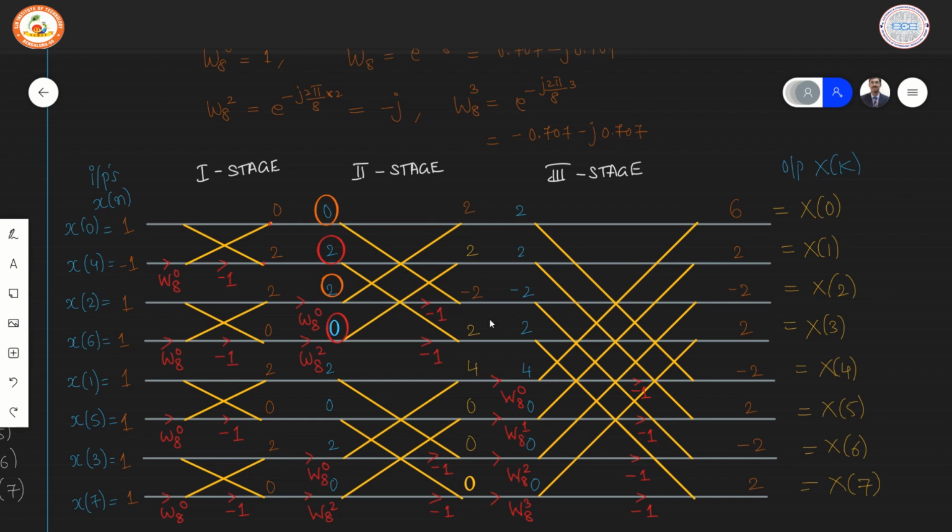Hence, the output of the second stage is also obtained. Now we have to perform the appropriate scaling to get the input for this third stage. The first 4 signals don't require any scaling. Hence, the same values are passed on.